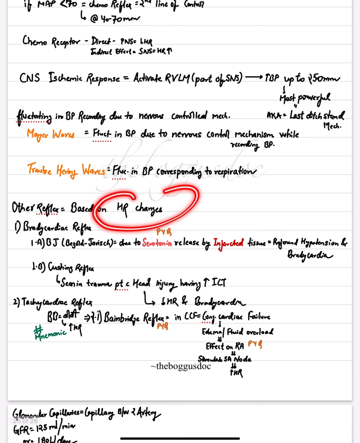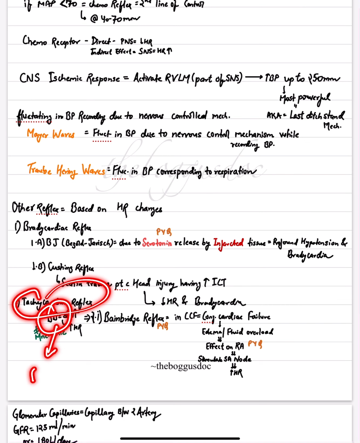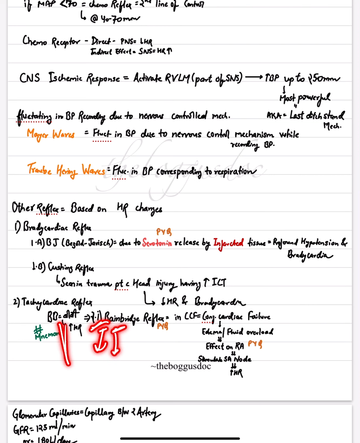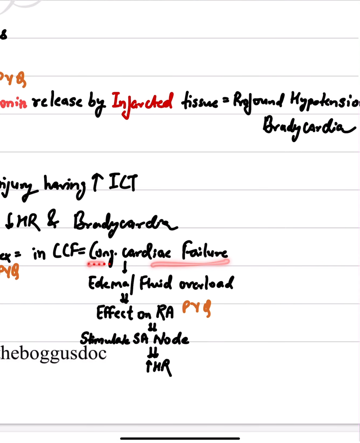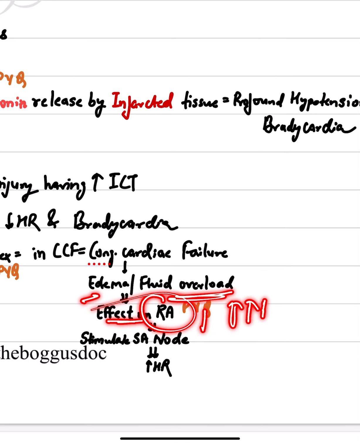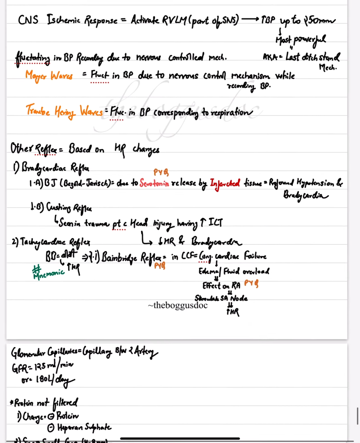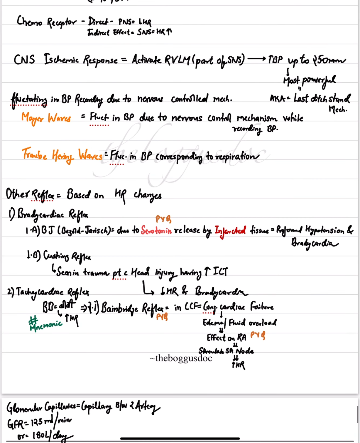There are other reflexes, based on heart rate changes. There are the bradycardic reflex and the tachycardic reflex. We have a mnemonic for the tachycardia: it is BB. The B means wife, and wife always increases heart rate. So it is a tachycardic reflex known as the Bainbridge reflex (BB). BB is the Urdu word for wife. The Bainbridge reflex is present in congestive cardiac failure patients. The edema and fluid overload lead to increased venous return and right atrial stimulation. It stimulates the SA node and increases heart rate, in the congestive cardiac failure patient.